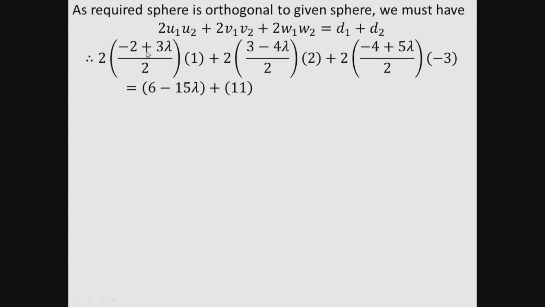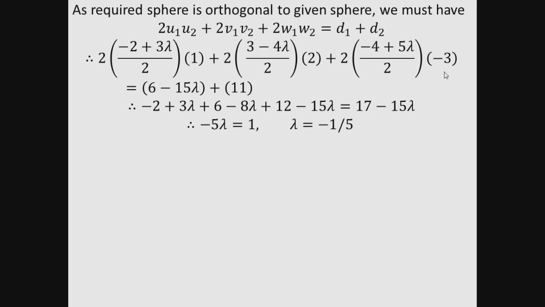Substituting all the values, we get 2 into (minus 2 plus 3λ) by 2 into 1 plus 2 into (3 minus 4λ) by 2 into 2 plus 2 into (minus 4 plus 5λ) by 2 into minus 3 is equal to d1 plus d2, that is 6 minus 15λ plus 11. Now simplify it. So it gives us minus 2 plus 3λ plus 6 minus 8λ plus 12 minus 15λ equal to 17 minus 15λ. So simplifying it, we get minus 5λ equal to 1.